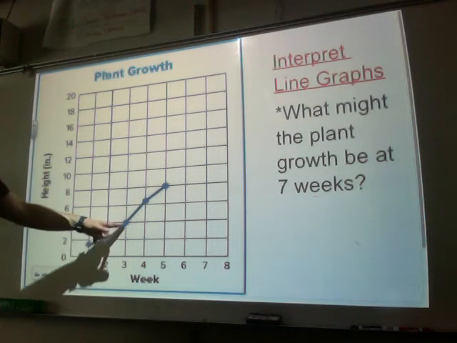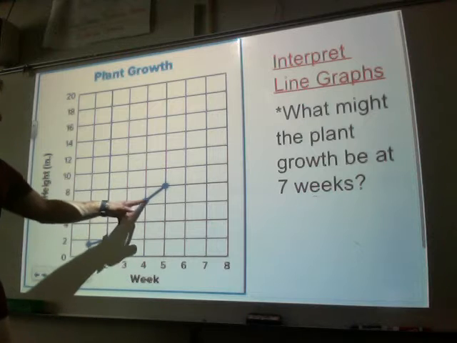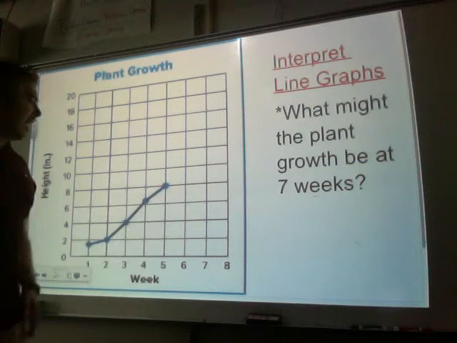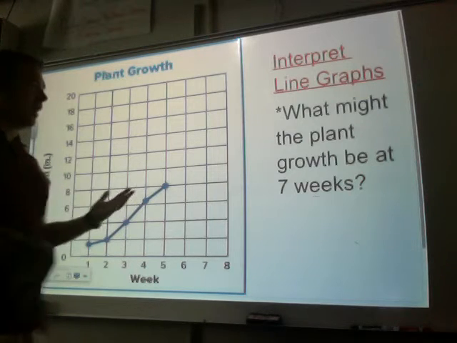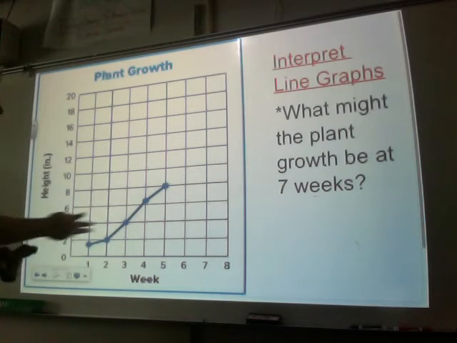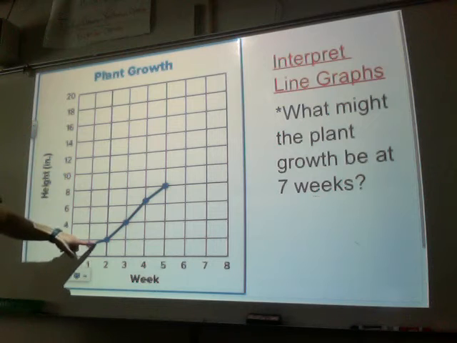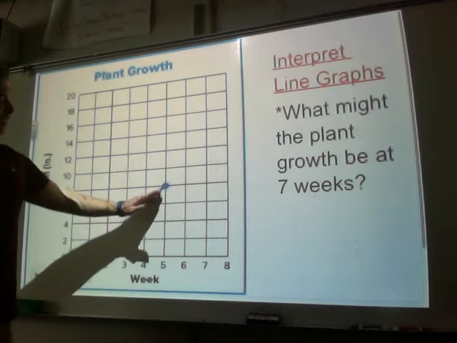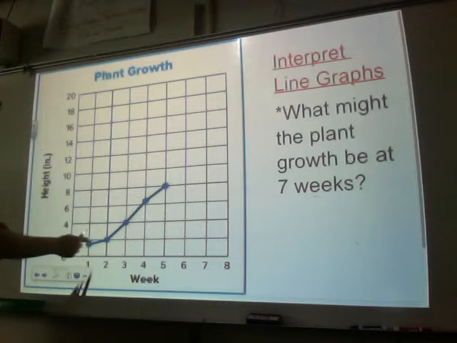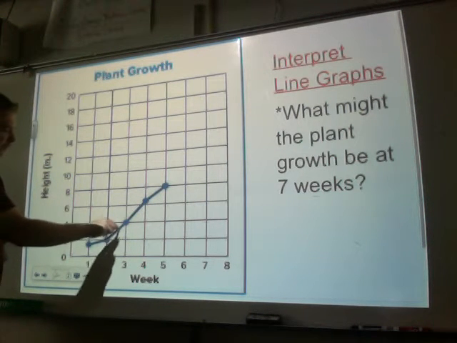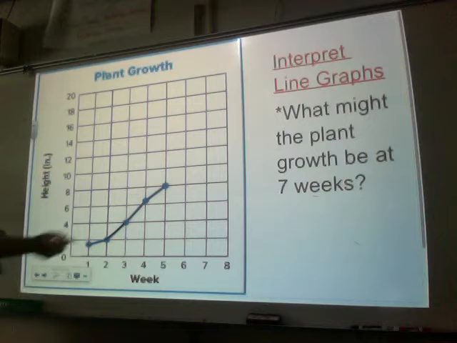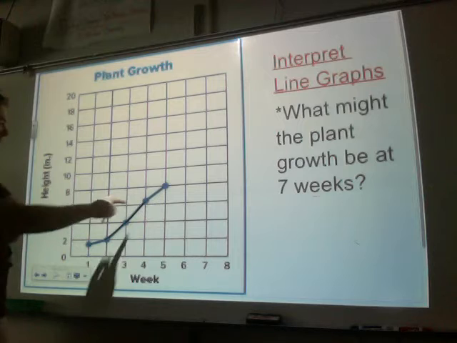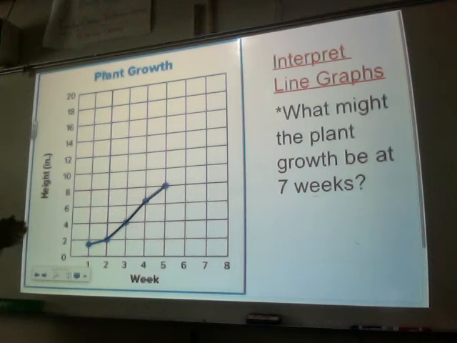3 weeks, it was 4 inches. 4 weeks, it was a little more than 6. And after 5 weeks, it was at 8 inches. So if I'm looking at a trend here, what would it be at 7 weeks? So if I'm following this, it started off growing slow, but the last 1, 2, 3 weeks, it's gone on a steep incline. It's gone from 2 to 4, so that's plus 2. From here goes from 4 to 6, that's plus 2. And from here goes from 6 to 8, that's plus 2.